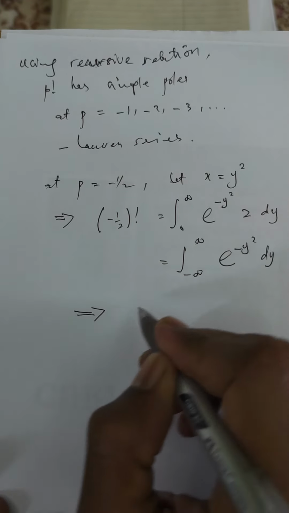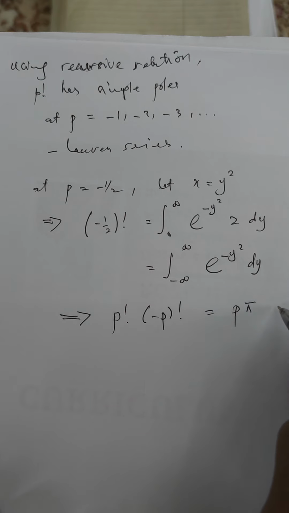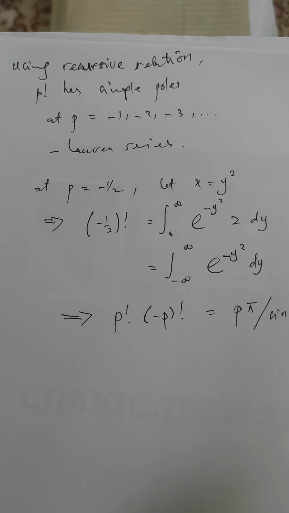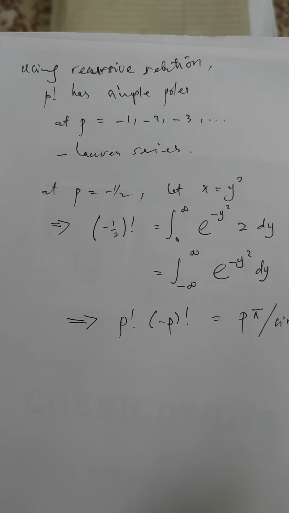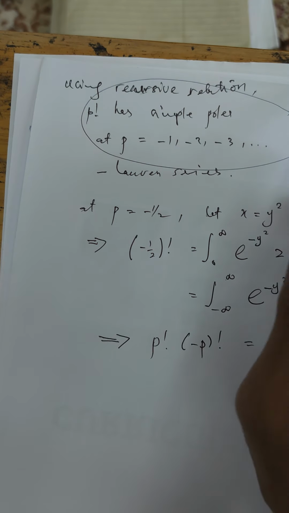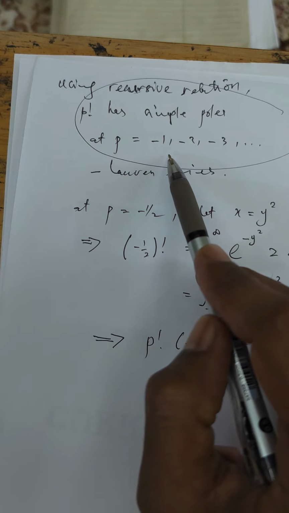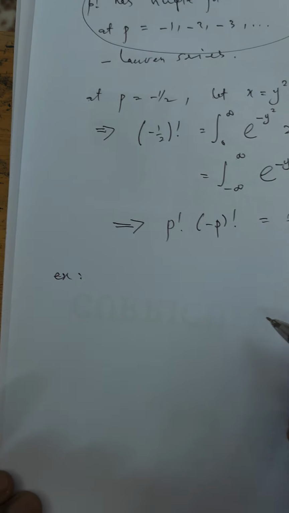Alright, with those formulas, the reflection formula for this factorial gives p factorial times (minus p) factorial equal to p pi over sine p pi. But this we probably need to prove in other parts. I don't think we have enough time to look into that proof, so I just skip it. Now, for the poles, I leave it to you as an exercise.